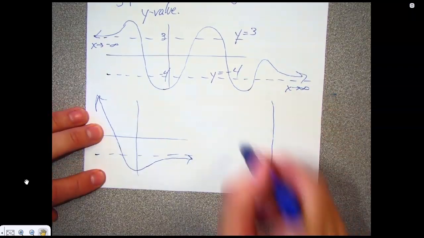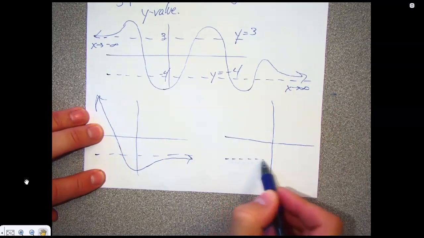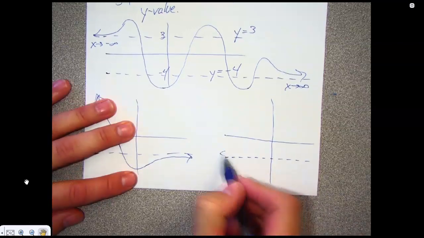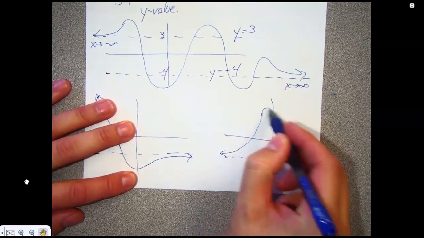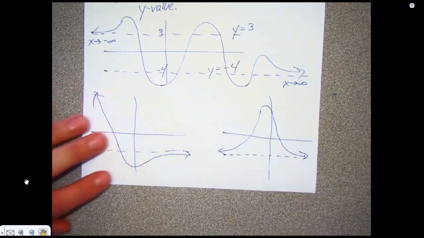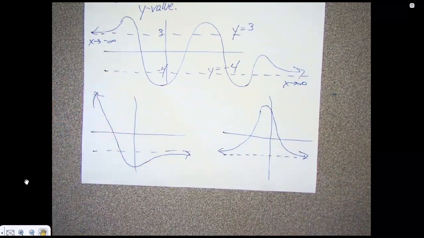Or could the same horizontal asymptote be applied twice? You know, say it's something like this. It's only one asymptote, but it applies at each side. Could there be a graph with no horizontal asymptotes? Yeah, like y equals x, y equals x squared. You know, those just go up or down or whatever.